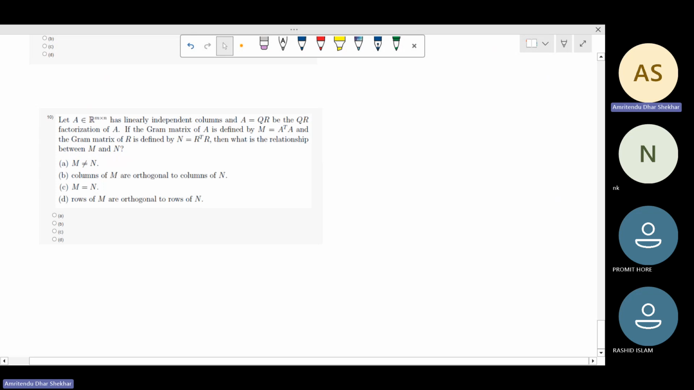Again, in this case, A has linearly independent columns. So if A has linearly independent columns, the first thing that we can say is that A is a tall matrix. So A looks like this. Basically, what it means is that m must be greater than or equal to n. So A can look something like this.